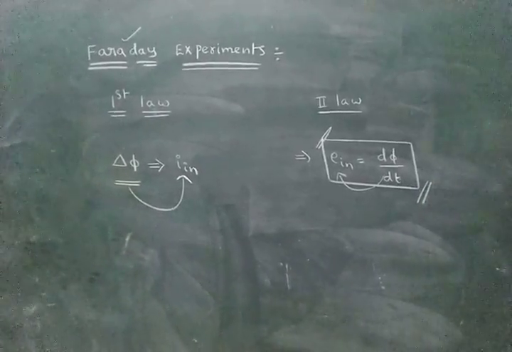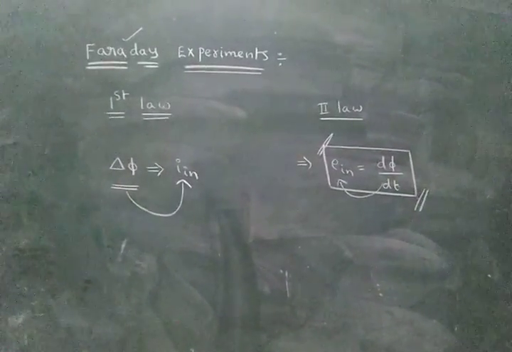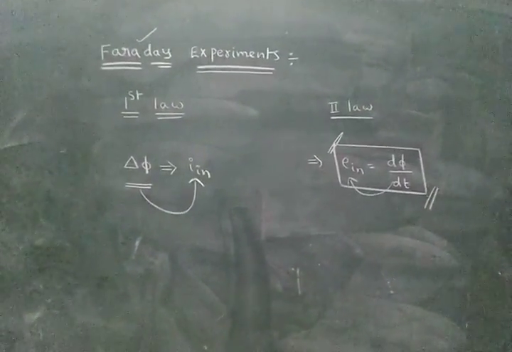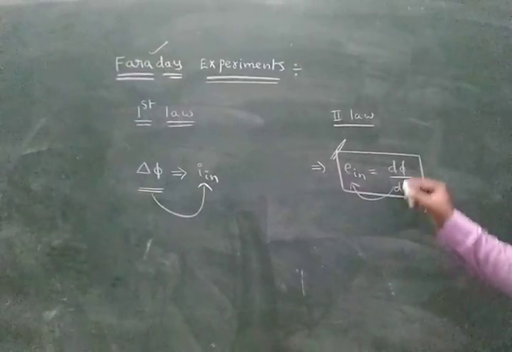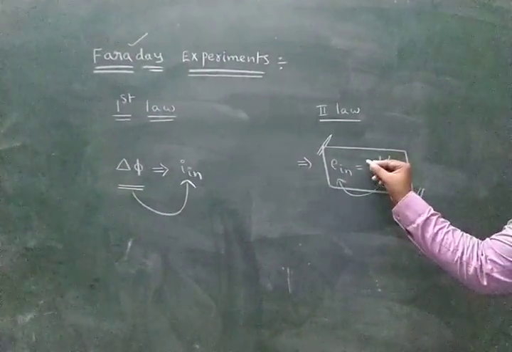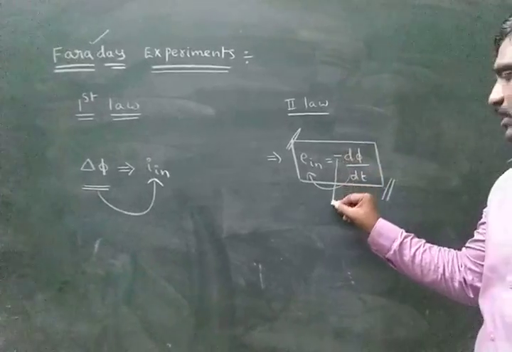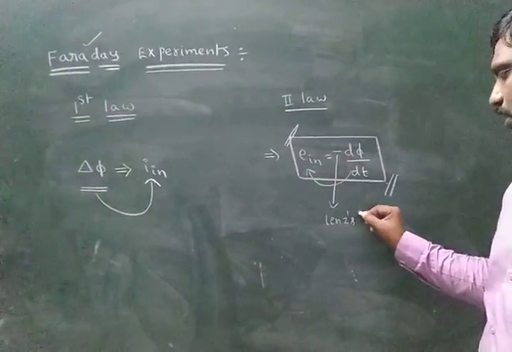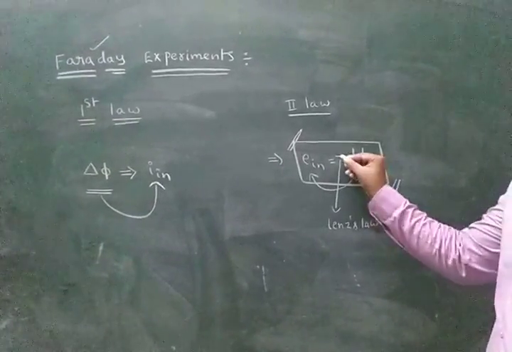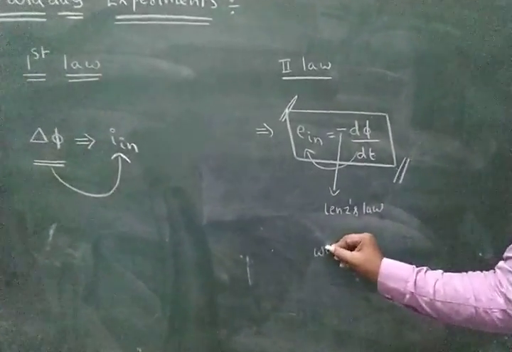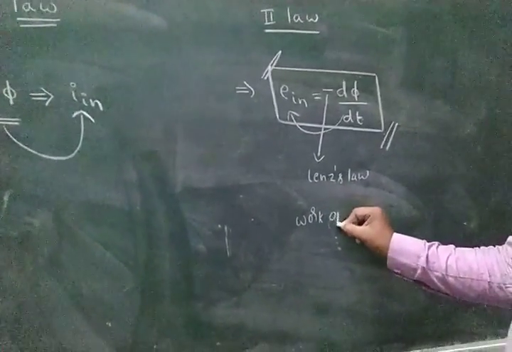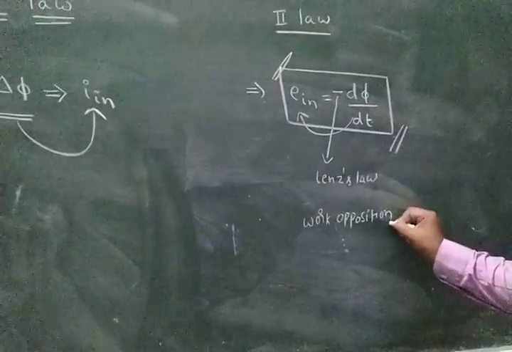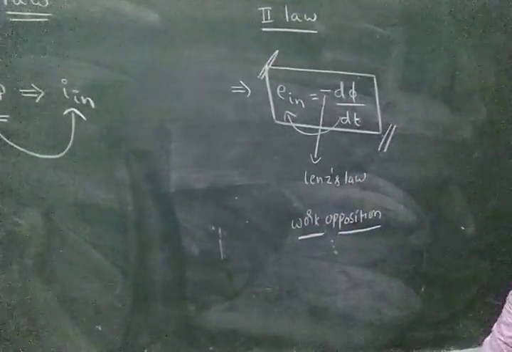What is Faraday's second law? Induced EMF formula is minus d phi by dt. Now, this minus was written by the scientist Lenz. Lenz gave the correction. According to Lenz, this minus indicates opposition. This can be explained in the next video.